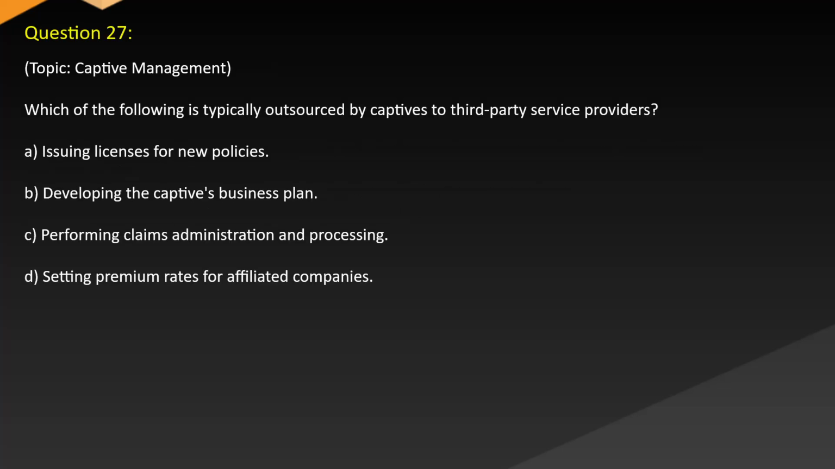Question 27, topic: captive management. Which of the following is typically outsourced by captives to third-party service providers? A, issuing licenses for new policies. B, developing the captive's business plan. C, performing claims administration and processing. D, setting premium rates for affiliated companies.